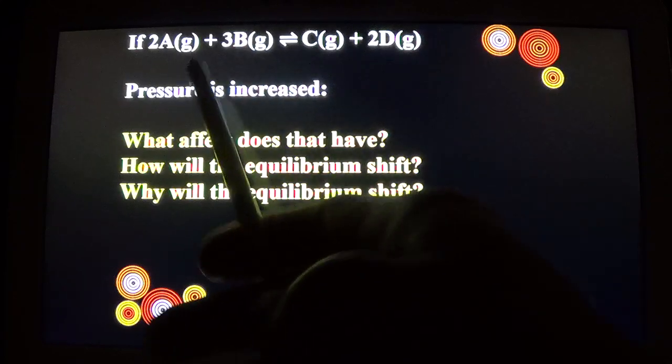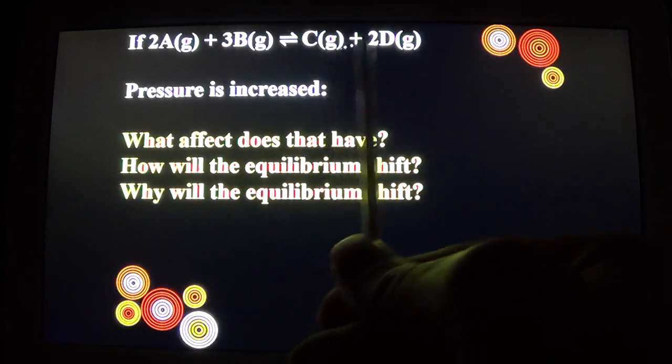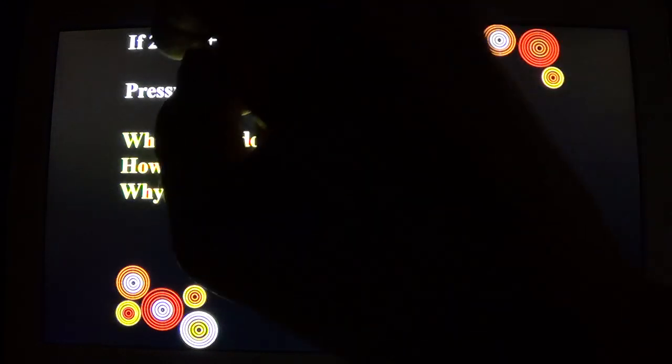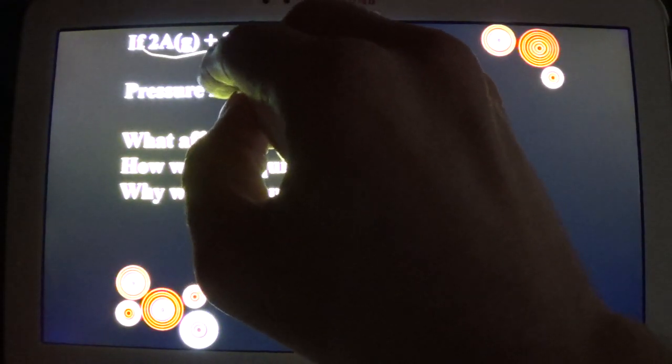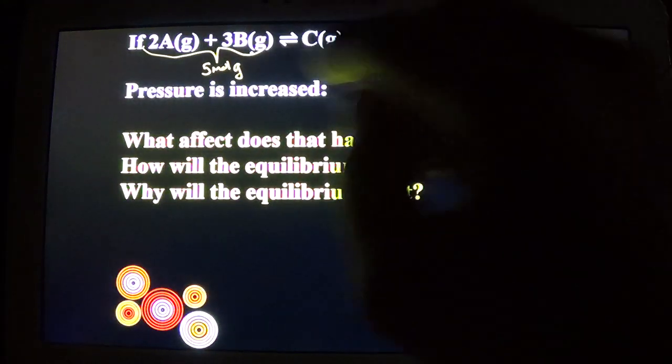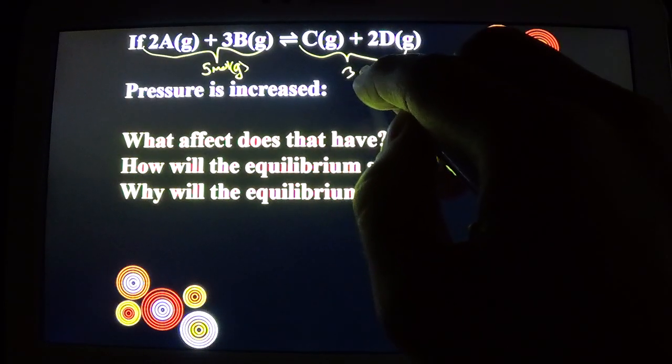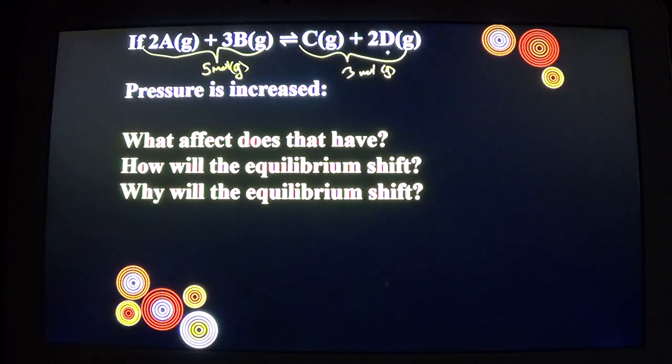Here's my reaction. Now notice first off, I've got two reactants, I've got two products. All my reactants and products are gases, which is why we're going to discuss pressure. If they weren't all gases, pressure would leave the solids and liquids alone. Pressure would only affect the gases. Notice also, on the left side in the reactants, I have a total of 5 moles of gas. And then on the product side, I have a total of 3 moles of gas. All right. Pressure is increased. If we increase pressure, what effect does this have?